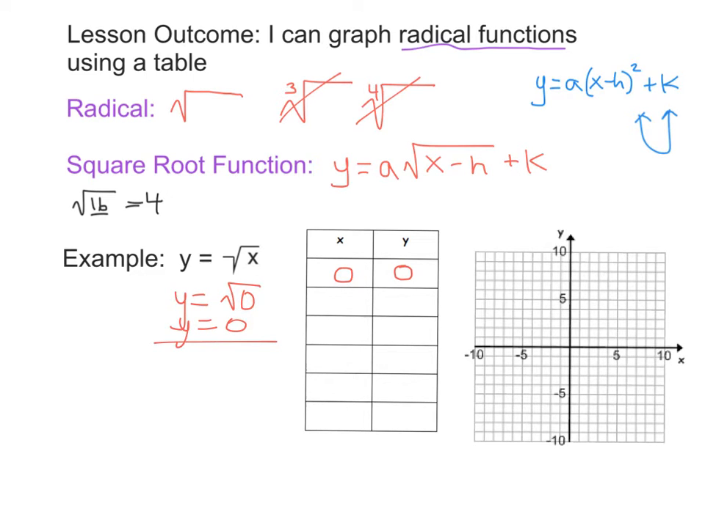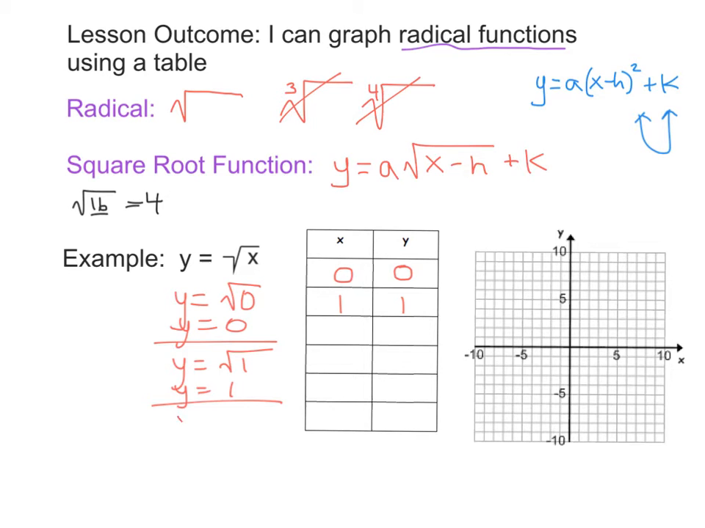Okay, let's try another one. What if we put a 1 in for x? So now we have y equals the square root of 1. Well, what number times itself is 1? The answer there is 1. 1 times 1 is 1. All right, so maybe you're thinking that the same number will always come out for y when you put the number in for x, because that's what's happened twice so far.